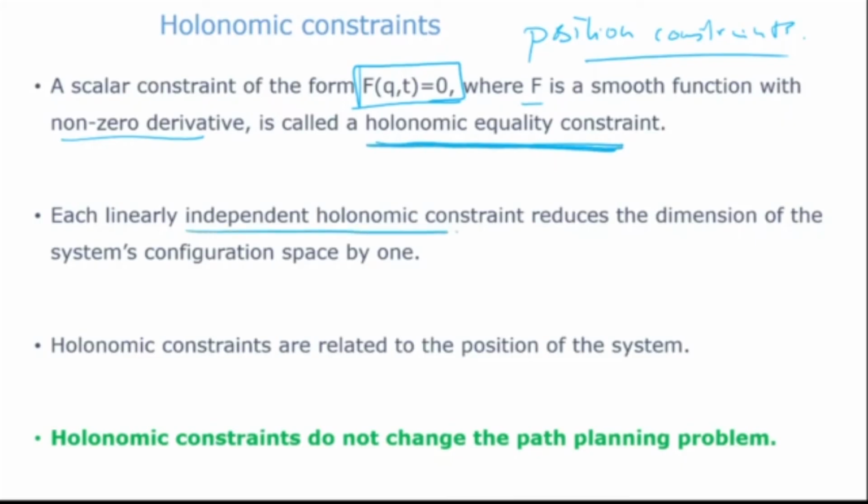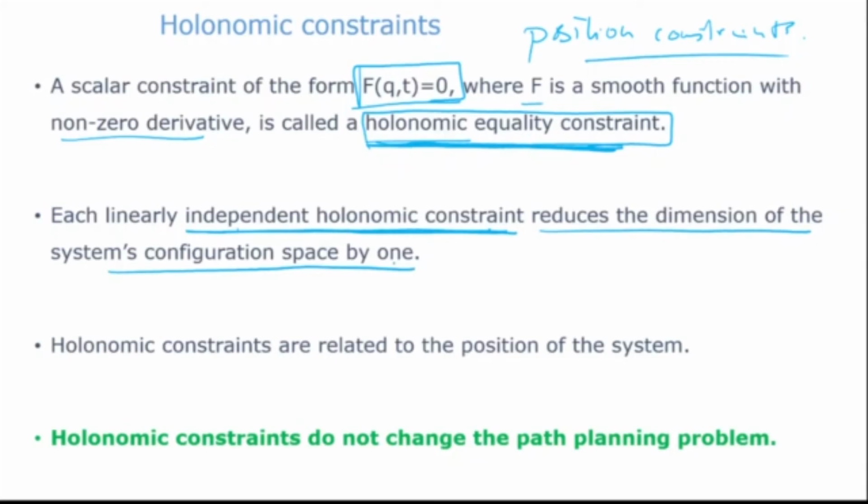So a scalar constraint of the form f(q, t) equal to 0, where f is a smooth function with non-zero derivative, is called a holonomic equality constraint. And each linearly independent holonomic constraint reduces the dimension of the system's configuration space by 1.